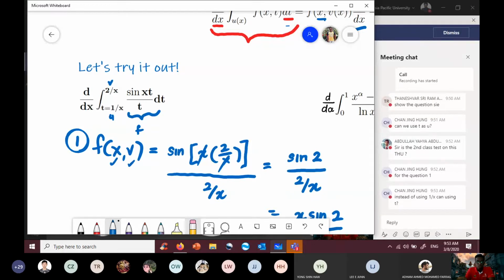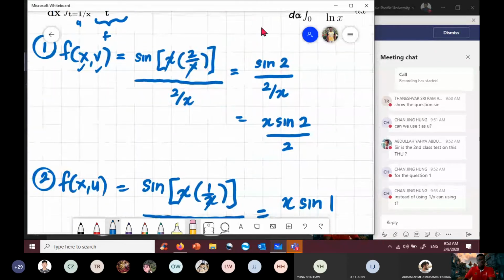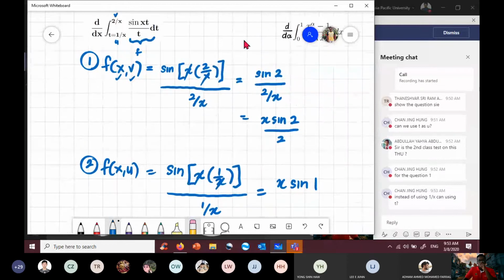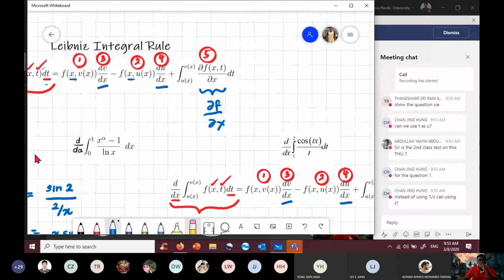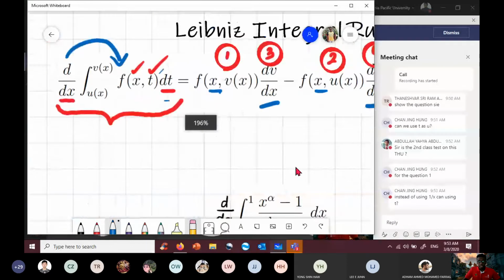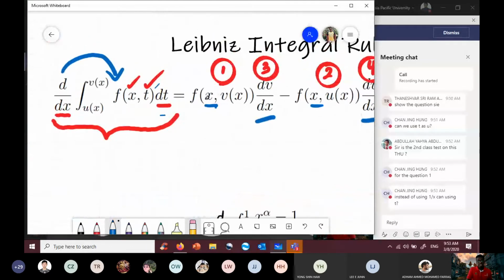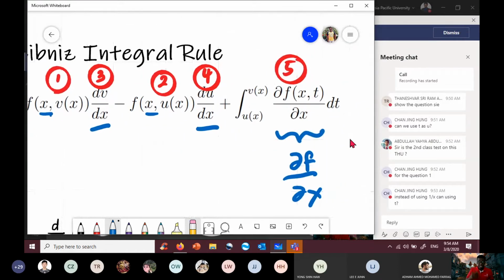Oh, instead of using 1 over x, can use t. Okay, so the thing is, in this part, the fxv, it asks you to substitute in v. So if you remain it as t, at the end of the day, you still need to substitute in, because your final form of this expression is that x is x, but your t becomes v. X is x, but your t becomes u here. So you can use t first, let's say during the integration or whatever, but finally, at the end of the day, you have to put in your v and u as well.